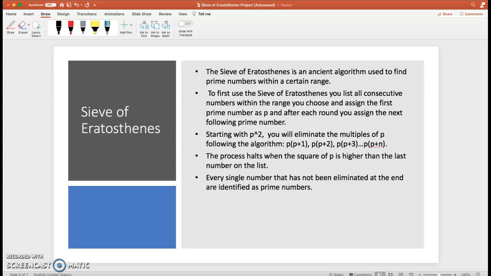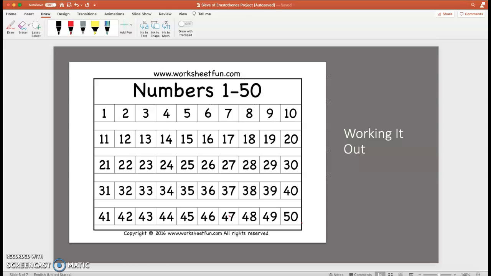Starting with p squared, you will eliminate the multiples of p following the algorithm: p times p plus 1, p times p plus 2, p times p plus 3, and so on and so forth. The process halts when the square of p is higher than the last number on the list. Every single number that has not been eliminated at the end is identified as a prime number. Now let's work the Sieve of Eratosthenes out.